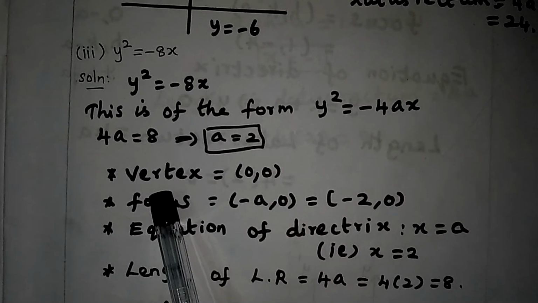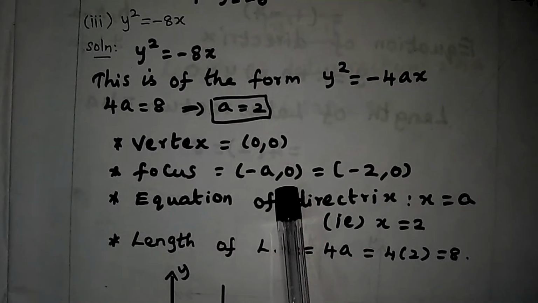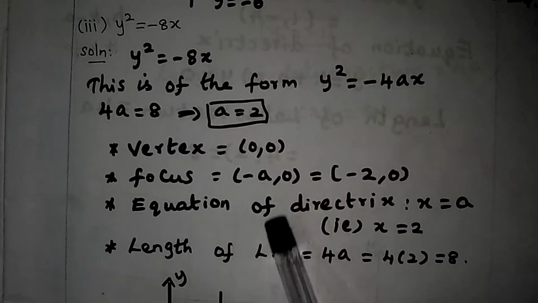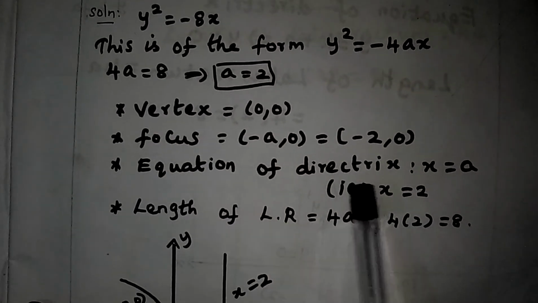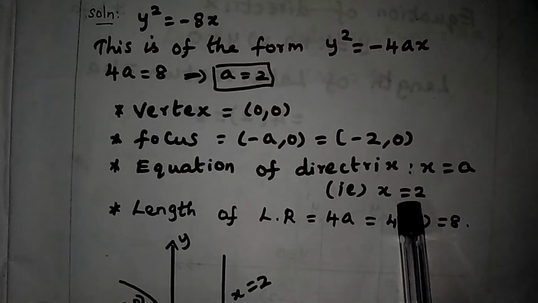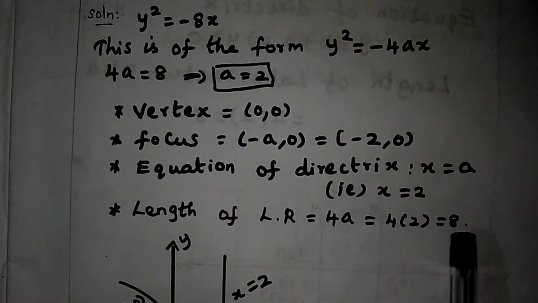Now we can write what is the vertex. Vertex is origin, focus is minus a comma 0. That is for this type, what are the formulas we have? You have to write. So it is minus 2 comma 0. Equation of directrix is x equal to a. It is x equal to 2. Length of latus rectum is 4a. It is 4 into 2, which is equal to 8.